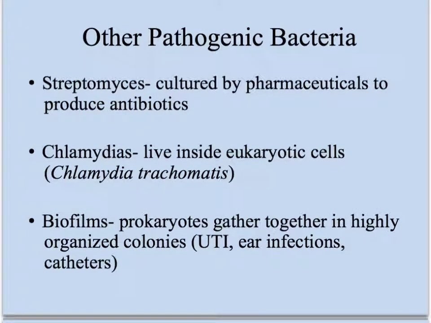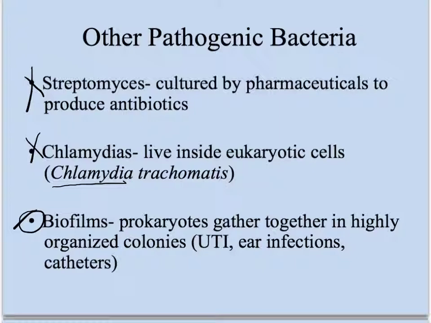So we've talked about other pathogenic bacteria. You don't need to know these. This is just stuff we're going to talk about. You do need to know biofilms. Streptomyces is a cultured bacteria that pharmaceuticals use to produce antibiotics. And then Chlamydia, I'm sure you all know what chlamydia is. Chlamydia trachomatis is a prokaryote which lives inside of eukaryotic cells, so it's parasitic.